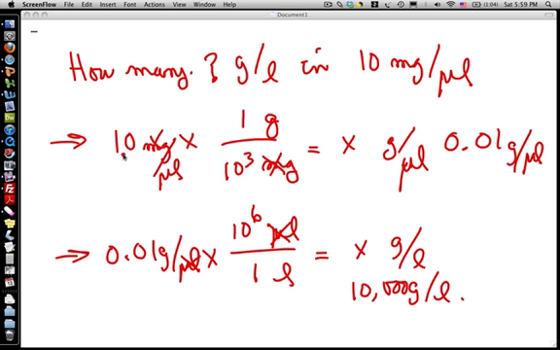Just thinking if that's right. Yeah, I think that looks good. And so that's changing 2 units at once.